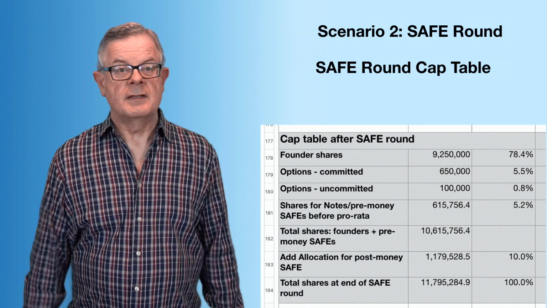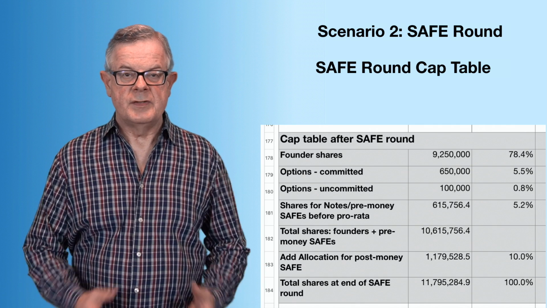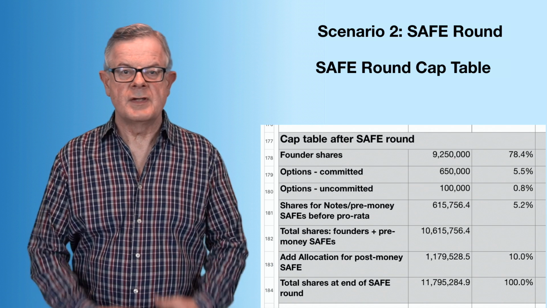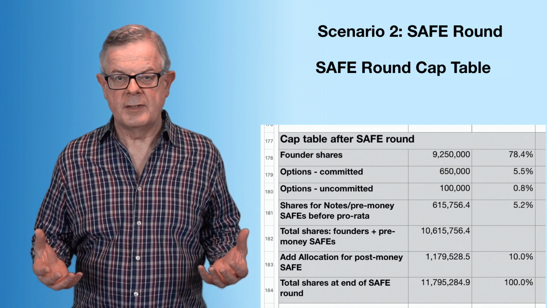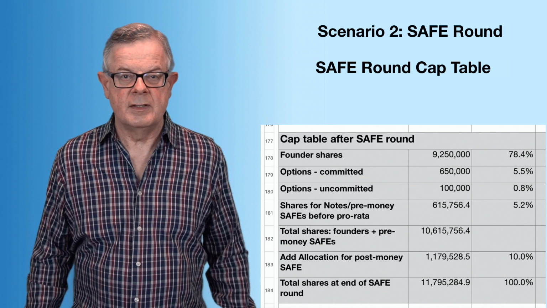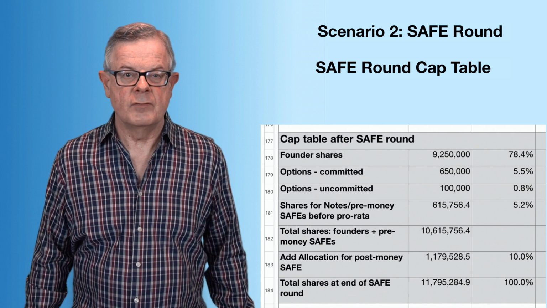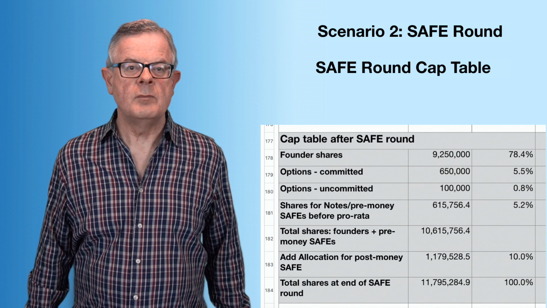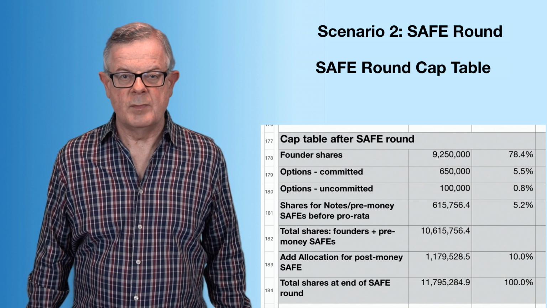And that leads us to the safe round cap table. So as you can see, we've got our usual numbers, 9.25 million shares for the founders, the committed option pool, the 100K uncommitted, and we calculated 615,000, just over that number of shares for the pre-money, and just over 1.179 million shares for the post-money safe.